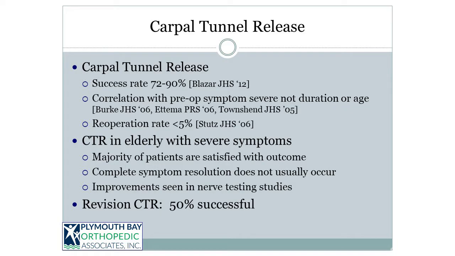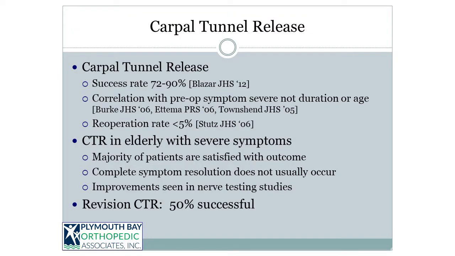So, most people have improvement in symptoms, but that's not complete relief. So typically they won't get all their sensation back, but they're usually satisfied with the outcome as long as they know what to expect. And if you did nerve testing on them, what you notice is that the objective numbers actually do improve. So with revision carpal tunnel releases, I'm always reluctant to do it because it's about 50-50. So half the patients will get better, half the patients will have no change.